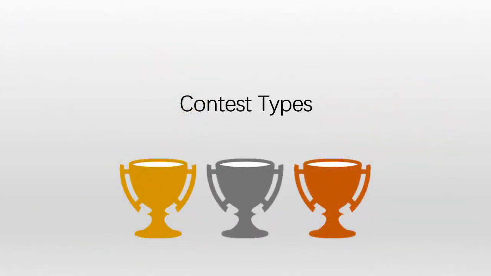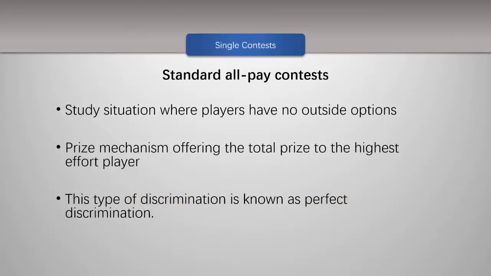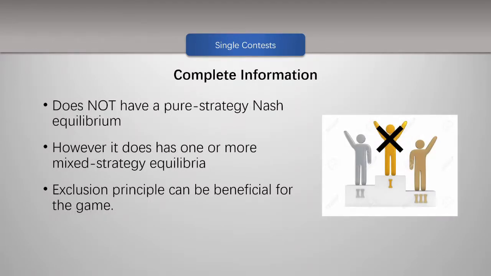Firstly, we explore games that model a single contest amongst two or more players. Such contests allow us to study situations in which players have no outside options, such as investing efforts in an alternative contest. The most basic type is known as a standard all-pay contest. These contests use a prize allocation mechanism that allocates the entire prize budget to the highest effort player. This type of allocation is commonly referred to as perfect discrimination, as it assumes a perfect identification of the highest effort player.